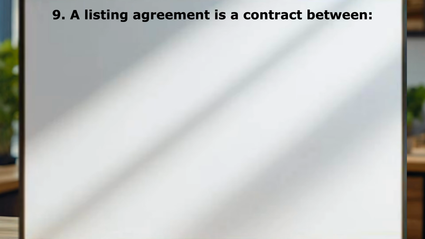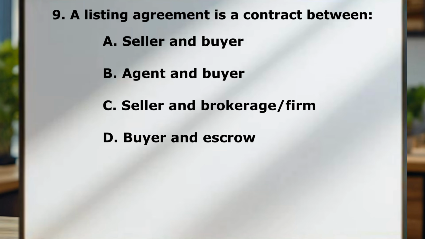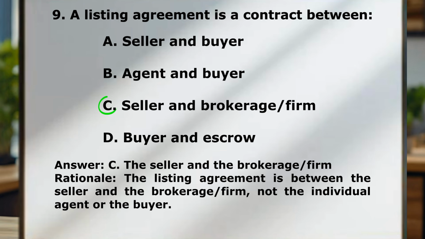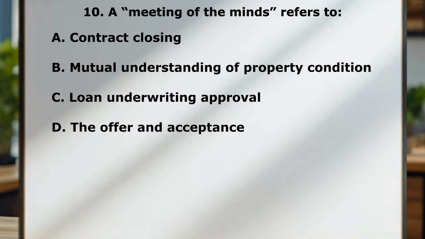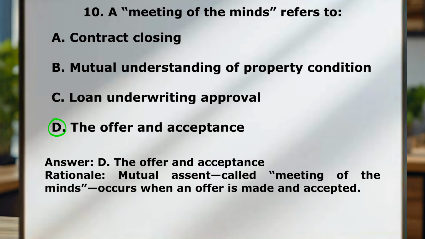Question number 9. A listing agreement is a contract between A, seller and buyer, B, agent and buyer, C, seller and brokerage firm, D, buyer and escrow. Correct answer here is C, the seller and the brokerage firm. Okay, question number 10. A meeting of the minds refers to A, a contract closing, B, mutual understanding of property condition, C, loan underwriting approval, D, the offer and acceptance. Correct answer here is D, the offer and acceptance.